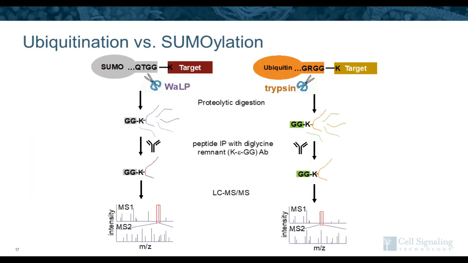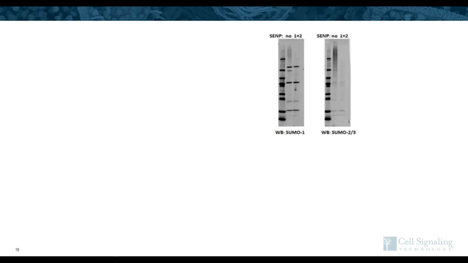So now we have two different enzymes, and we can take the same sample, split it in half, cut half with trypsin to look at ubiquitination with that diglycine remnant antibody, take the other half and digest with the alpha-lytic protease, and now look at succinylation. So a little bit of sample data on this.